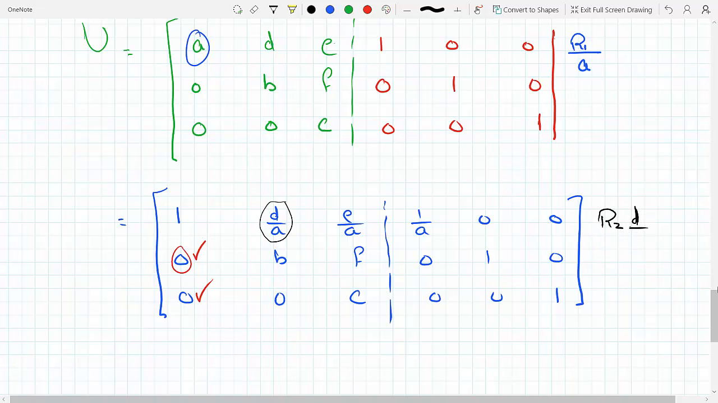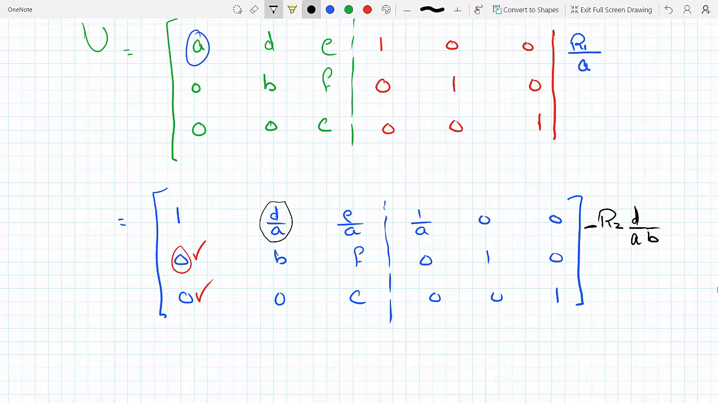Okay, so row number 2, multiply it by D over A. What does that make it? That makes it BD over A. Well, I need the B to go away, so I could divide by B. Now if I multiply B by that, I get D over A, but if I add it, I need it to go away, so I could put a minus sign here and add it to row number 1, and that guarantees this element goes to 0.